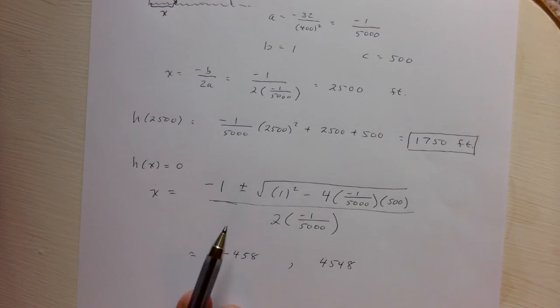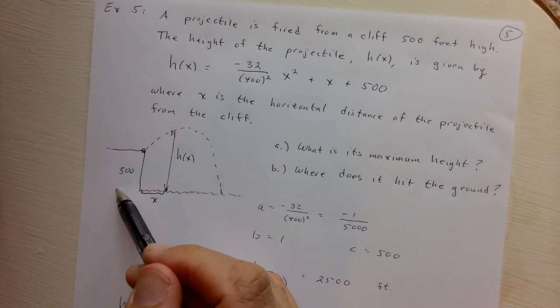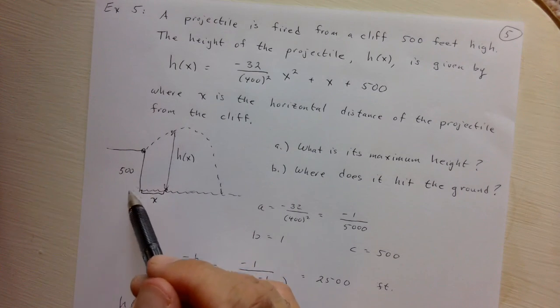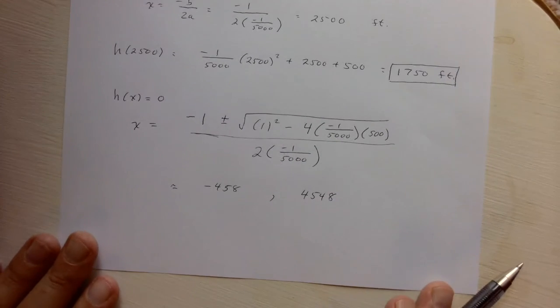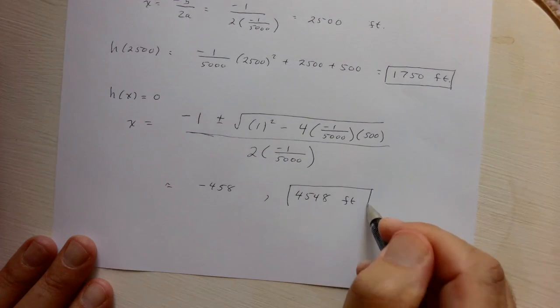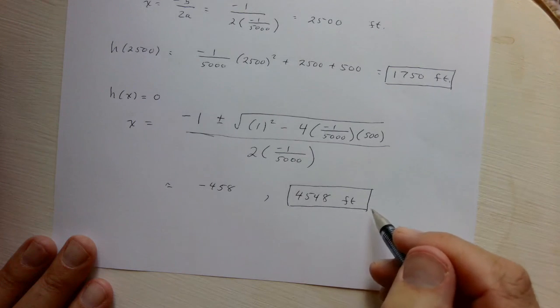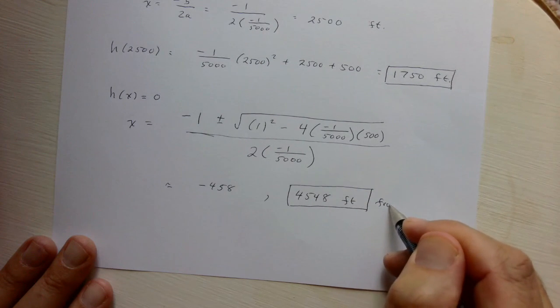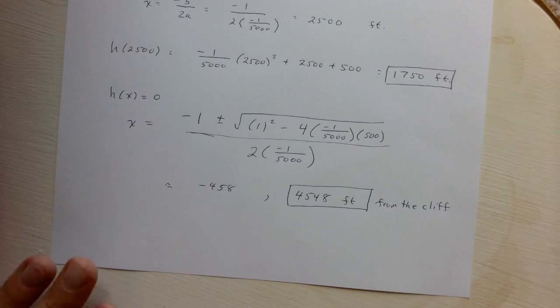So this is going to be the answer we want. The negative 458 basically corresponds to, if we were to extend this parabola all the way back up here, this distance from here to here would be 458. But obviously, we do want x to be positive in this case. So the answer would be 4,548 feet. Okay, well, actually, to be more specific, it's 4,548 feet from the cliff is where the projectile lands.